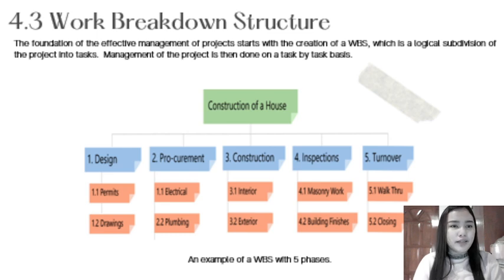4.3 is the work breakdown structure. This is the foundation of effective management since it starts with the creation of a work breakdown structure, which is a logical subdivision of the project into tasks. Now, management of the project is then done on a task-by-task basis.